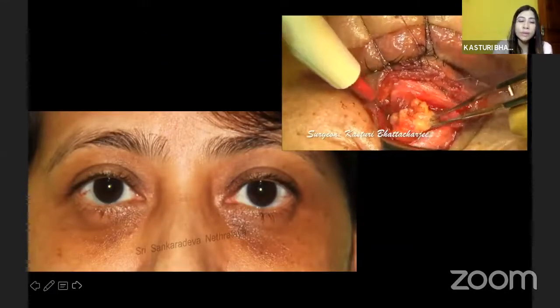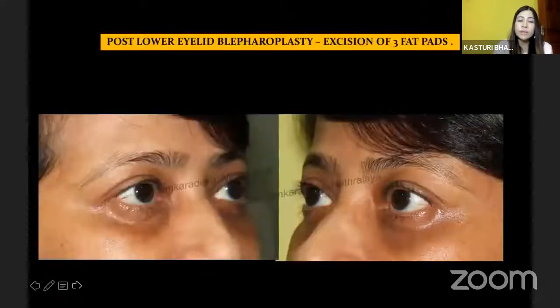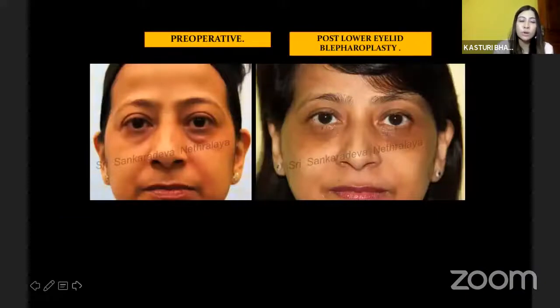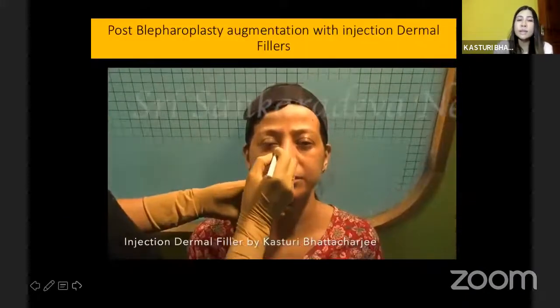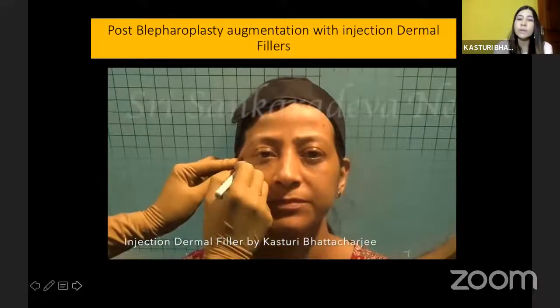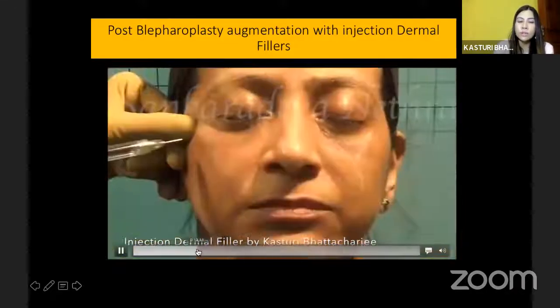Lastly, when we all started blepharoplasty, we used to excise all the fat bed. But what we have seen, especially in the Indian scenario, is that if we excise all the fat bed and do not transpose or use the fat as a filler, then you can have something like this: hyperpigmentation and also more hollowing of the inferior orbital rim. So these are the indications where we go for post-blepharoplasty augmentation with injection dermal filler.